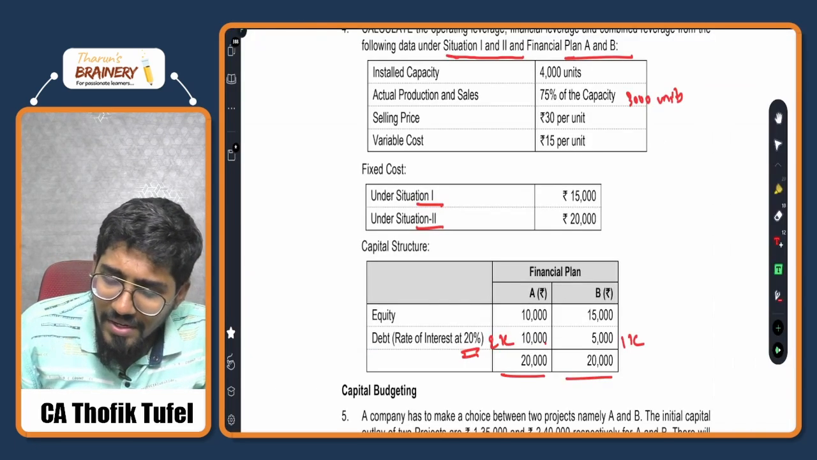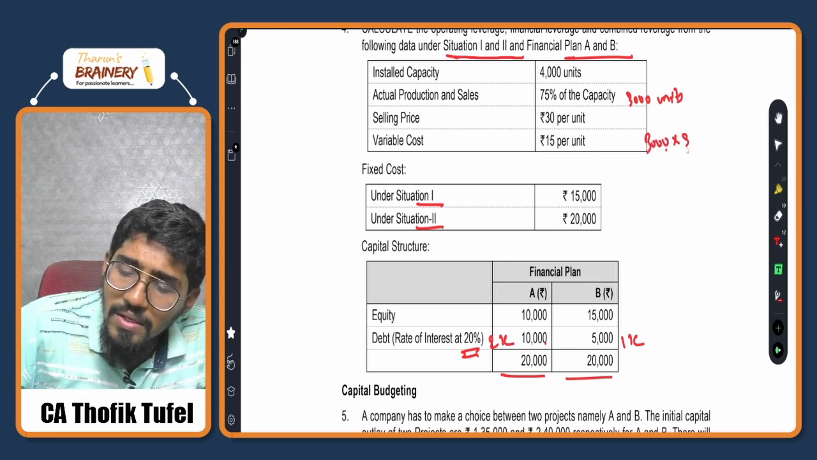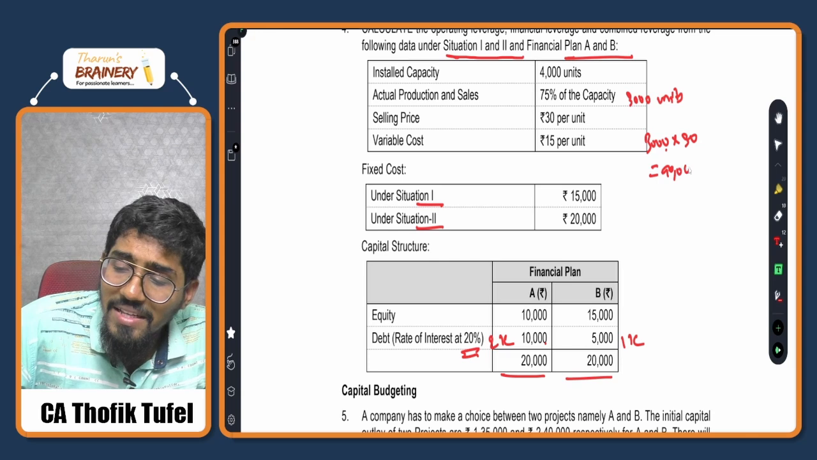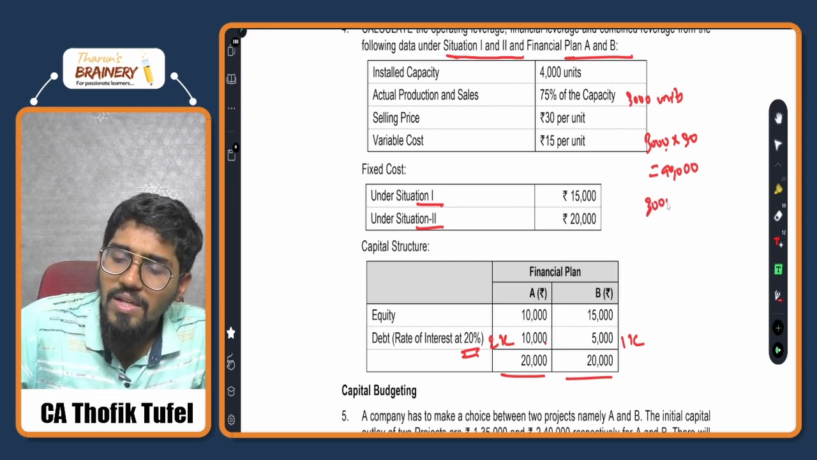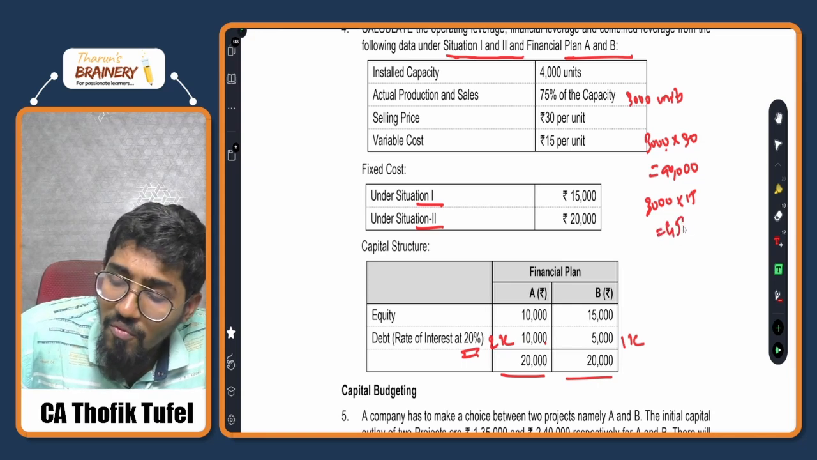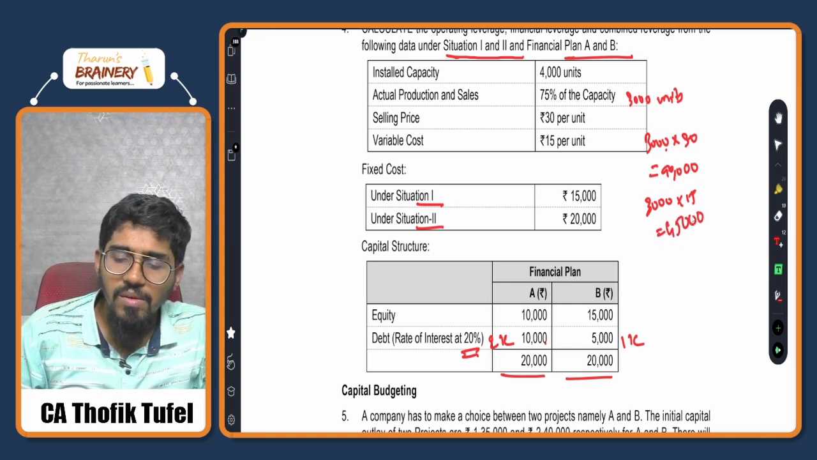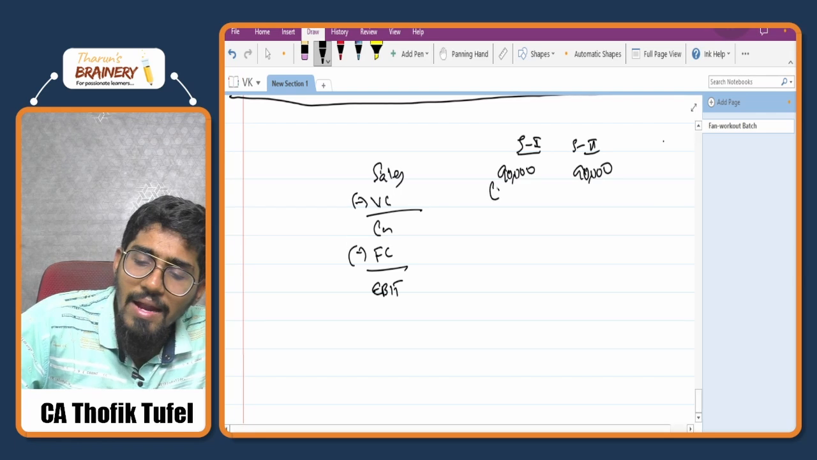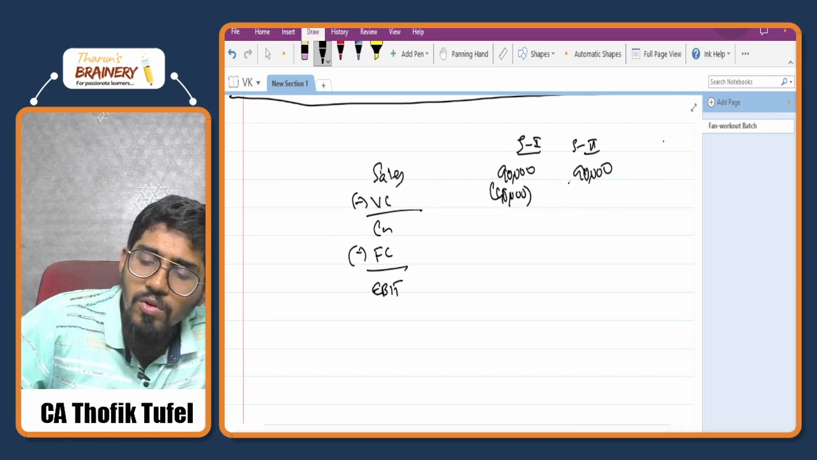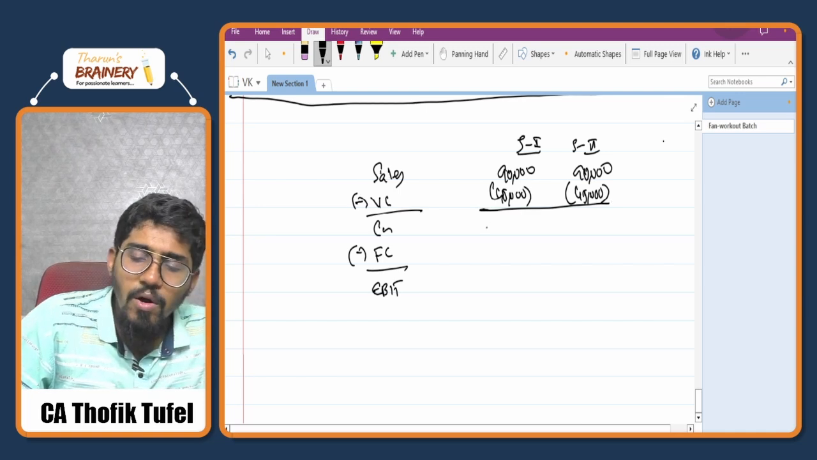Now, if we read the question, what is my sales? 3,000 units into 30 rupees, so 90,000 rupees is my sales. And what is my variable cost? 15 rupees, so 3,000 into 15 rupees, 45,000 rupees is my variable cost. In both the cases, sales and variable cost will be the same. So 90,000 rupees is my sales and 45,000 rupees is my variable cost. Then what is my contribution?